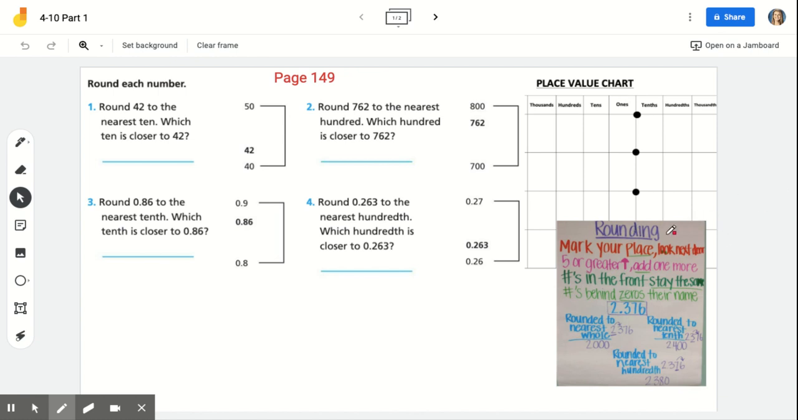I have this chart here. It says rounding. It's rules that go along with rounding in kind of a rhyme form. So read along with me. Rounding, mark your place, look next door. 5 or greater, add one more. Numbers in the front stay the same. Numbers behind, zeros their name.